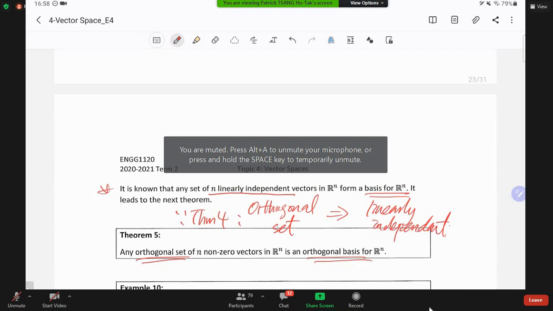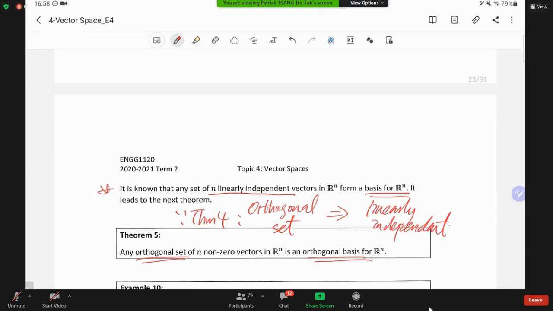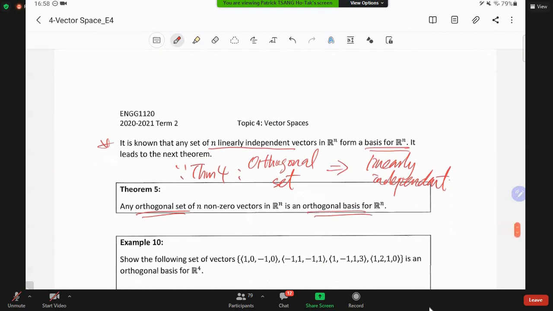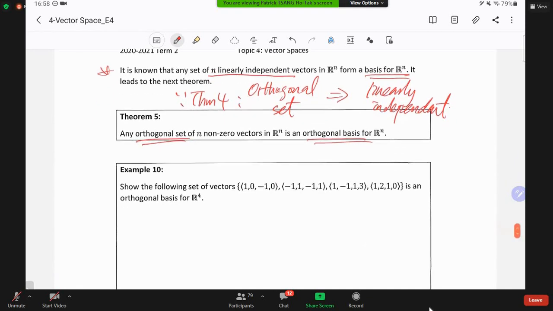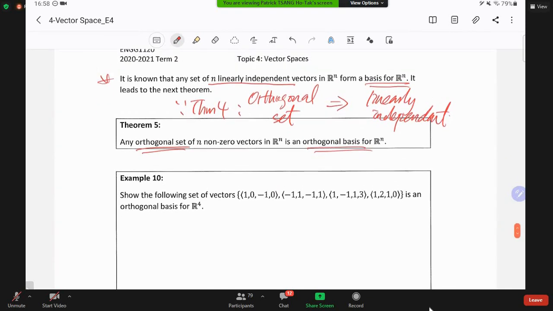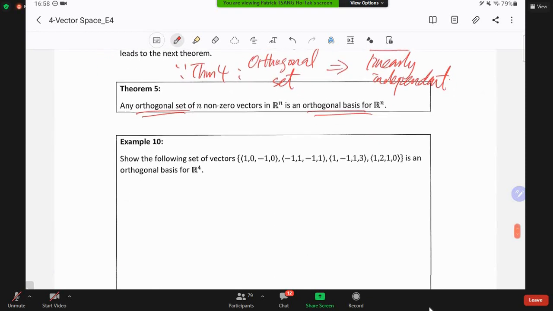And the way of thinking for Theorem 5. Now I would like to make use of a simple example, the next one, Example 10, to develop some findings or some results based on what we have discussed. So, Example 10.